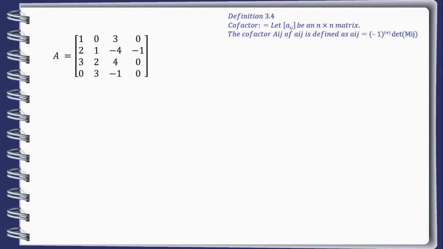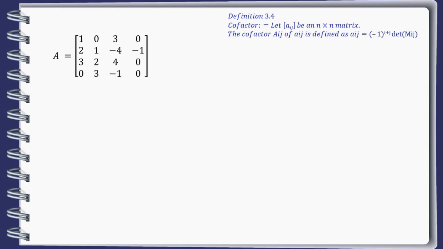A cofactor is written as Aij, where ij is the subscript, i is the row, and j is the column. So the definition is: let A be an n by n matrix. The cofactor of Aij is defined as Aij is equal to negative 1 raised to the sum of the row and column times the determinant of our minor matrix. So moving on to the process of our solution.